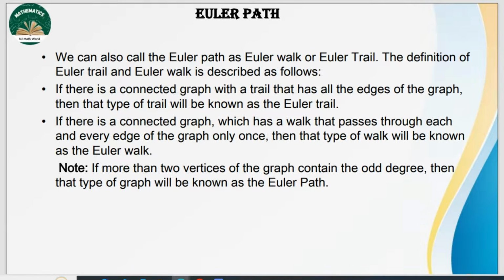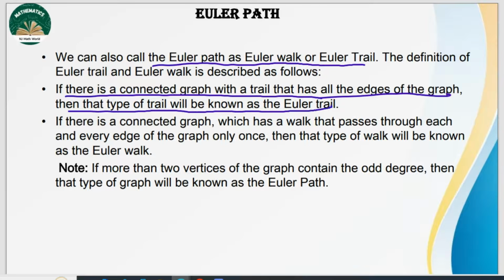Then the Euler path. What is an Euler path? An Euler path is also called an Euler walk or trail. An Euler trail or Euler path is defined as a trail in a connected graph that contains all the edges of the graph. If exactly two vertices of the graph have odd degree, then that type of graph will have an Euler path.